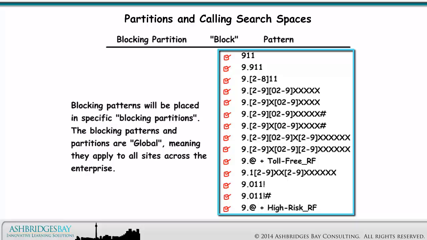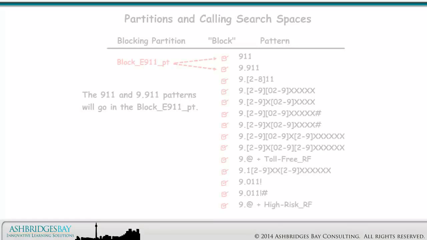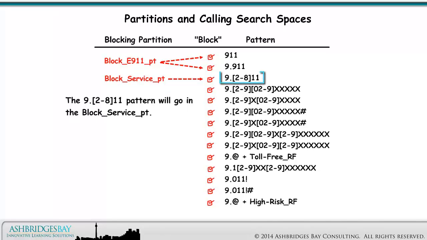Blocking patterns will be placed in specific blocking partitions. The blocking patterns and partitions are global, meaning they apply to all sites across the enterprise. The 911 and 9.911 patterns will go in the block E911 partition. The 9.2 to 811 pattern will go in the block service partition.